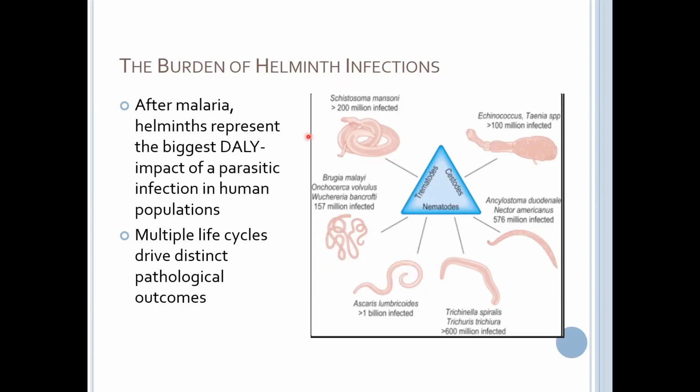Schistosoma mansoni, which is one of the most important pathogens in humans, we don't talk about it a lot, but it is, after malaria, the number one DALY-associated burden of disease for parasites. And it is very small. The worms are visible to the naked eye, but they look like a very, very tiny piece of rice, like a very skinny piece of rice.